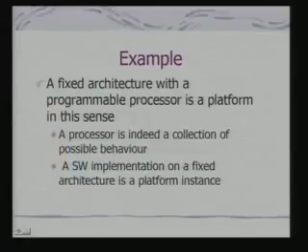On the other hand, if you look into it, a fixed architecture with a programmable processor is a platform in this sense, okay, because a processor is indeed a collection of possible behavior, and a software implementation on a fixed architecture is a platform instance. So in that sense, if you consider your PC, using this definition, PC itself is a platform, because you can develop various applications on top of PC using pure software. Okay? A software implementation on a fixed architecture becomes a platform instance.